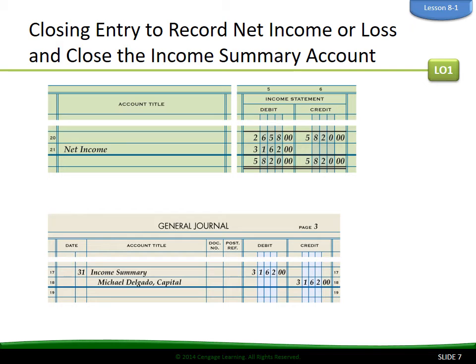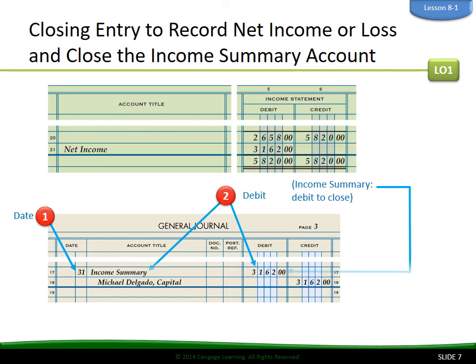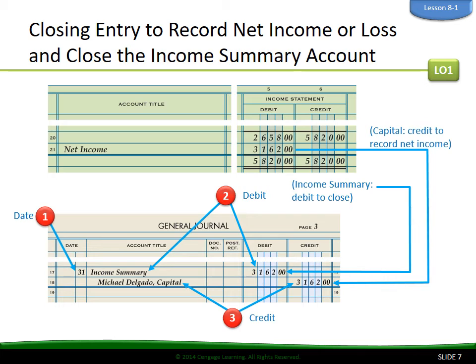So when I say that when you have a net income, it eventually flows back to capital, this is where that happens. So your income summary would be debited for that amount, and your capital credited. So again, you would put the date. Because you had a net income, you would have to debit income summary to close it. And you would credit capital. So that's going to increase our capital account by 3162, which we already know from our financial statements. This is where some of that comes into play with the current capital amount.